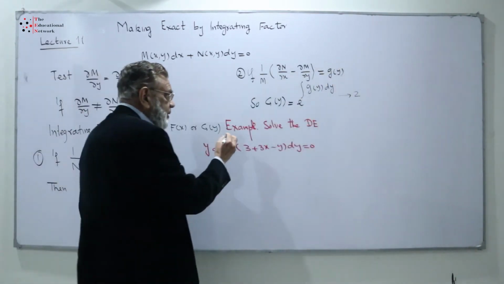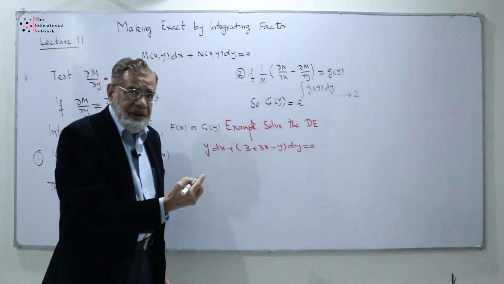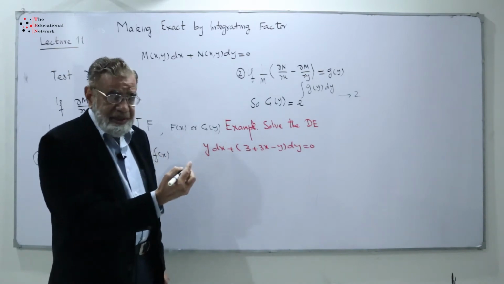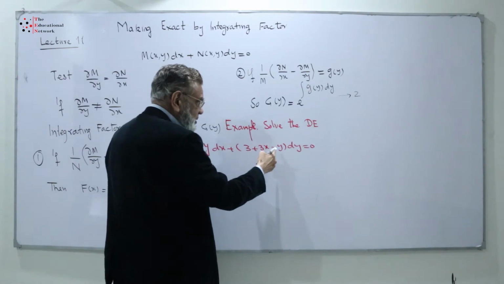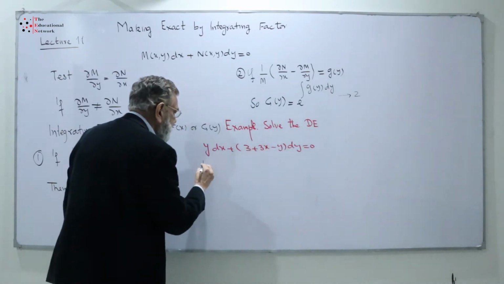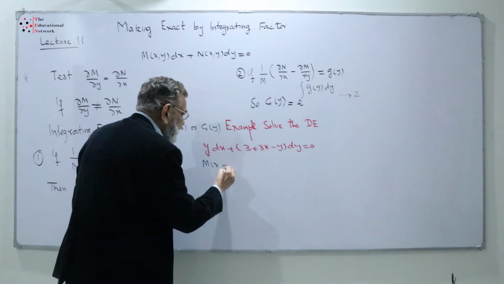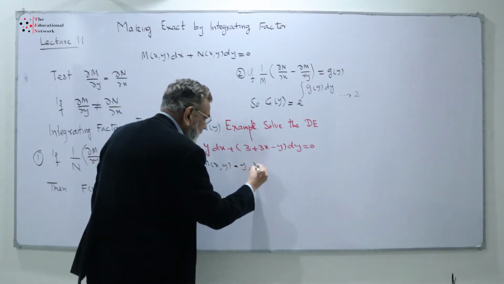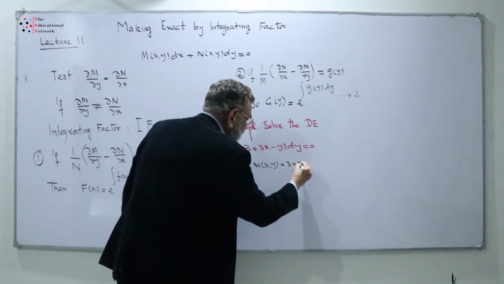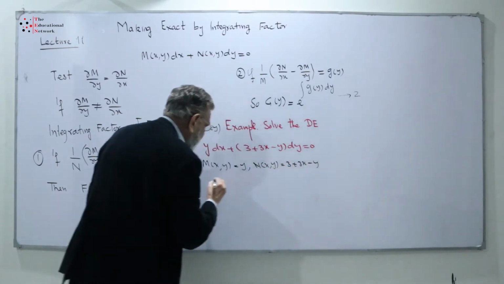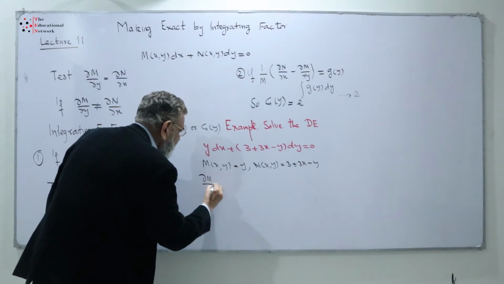We take an example. I show you how to find the integrating factor and how to multiply to get it exact. Now we have the differential equation y dx plus (3x minus y) dy. So I can define here M(x,y) equal to y, and N(x,y) equal to 3x minus y. I write here partial M by partial y and partial N by partial x. We check whether it is exact or not.